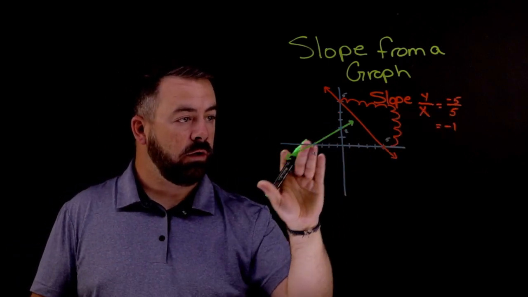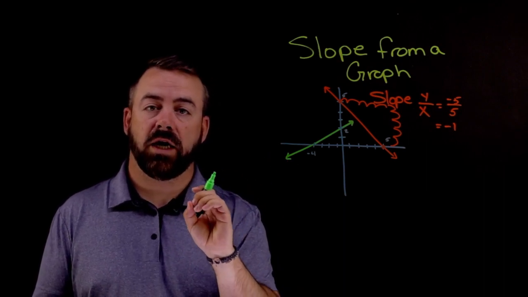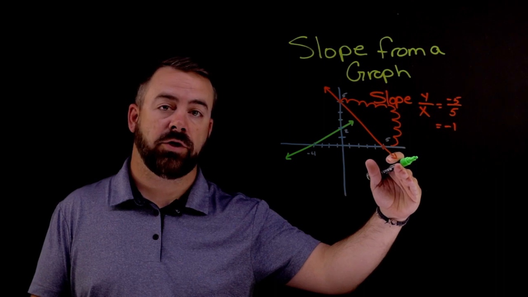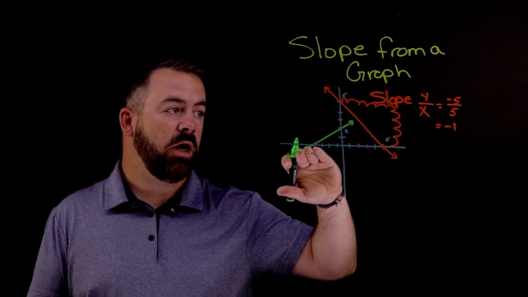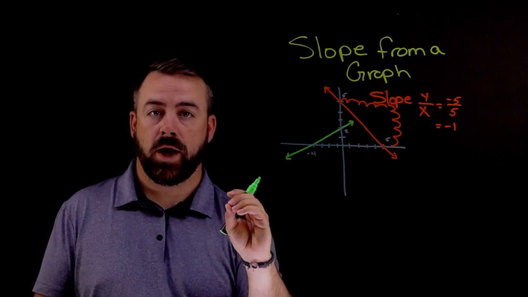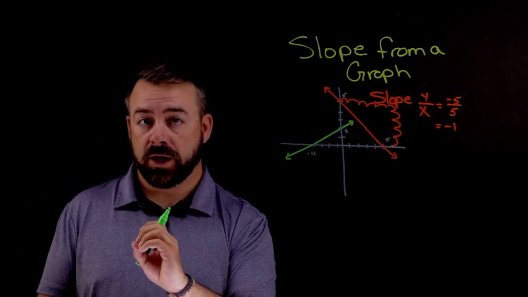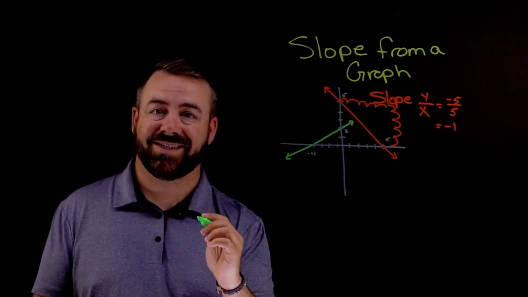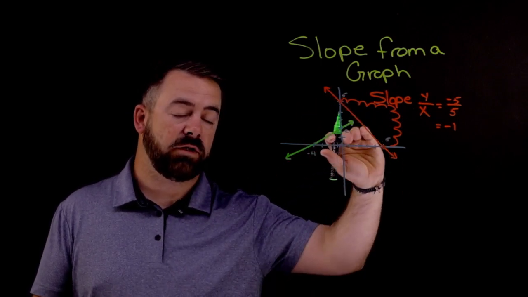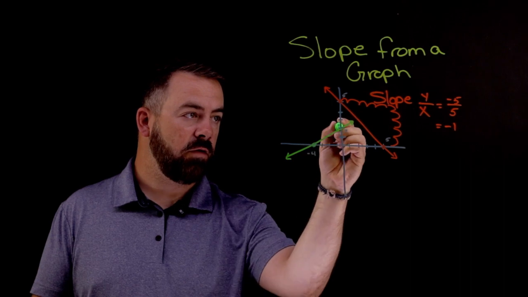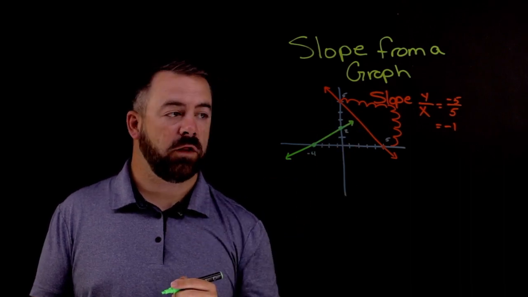Now the green one. The green one has to be the opposite sign. The orange is going down and to the right. The green is going up and to the right. There is no way that these two things should have the same slope. Numerically, they could be the same, but not the sign. Negative, positive. We're going to do the same exact process. Find 2 dots that cross perfectly.